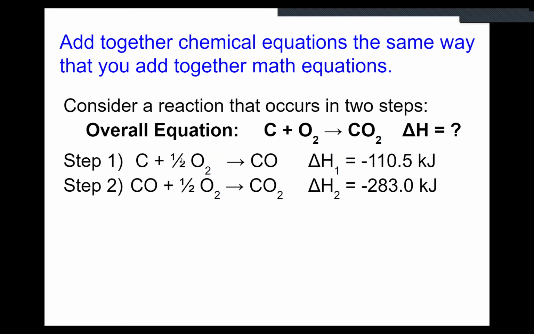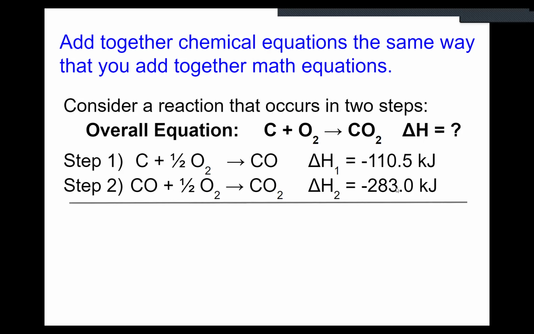Carbon plus, don't worry about a fractional coefficient. It'll still work out just fine. Half of a mole of oxygen yields CO. We've got a delta H value of negative 110.5. And then in step 2 of the reaction, carbon monoxide plus half of a mole of oxygen yields carbon dioxide. We get a delta H of negative 283 kilojoules.